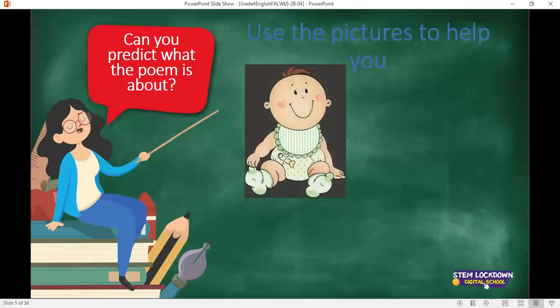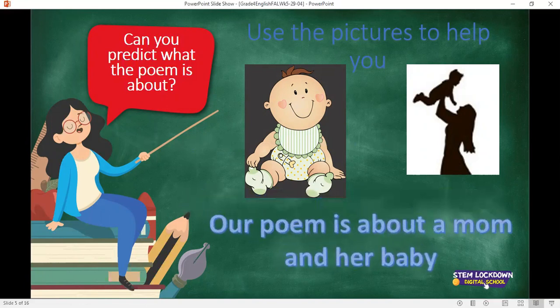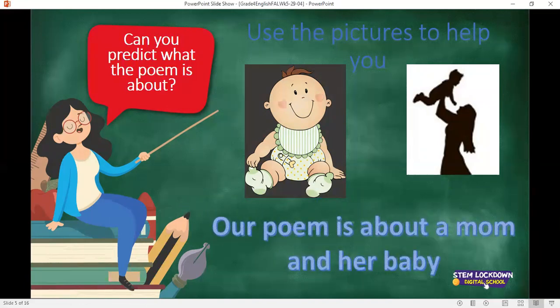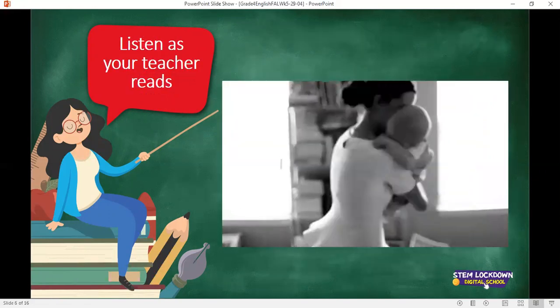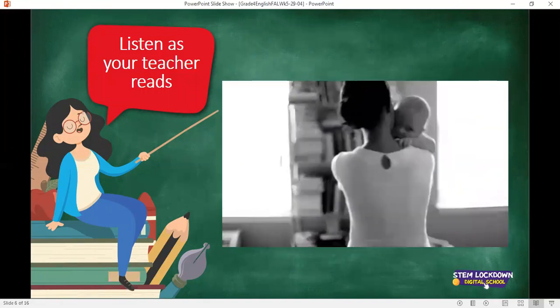So here's the first picture. I think that's quite obvious. And the second picture. So using those 2 pictures, what do you think we're going to be talking about in our poem today? Okay, so I think it's very easy to see that we're going to talk about a mom and her baby. Maybe some of you even have a baby brother or sister at home, so you might be able to relate to this poem a little bit better. So I'm going to read the poem for you. You'll see the picture on the screen kind of matches what we're going to read.